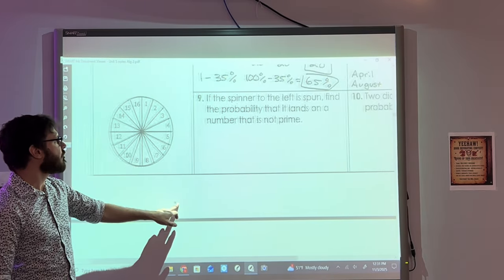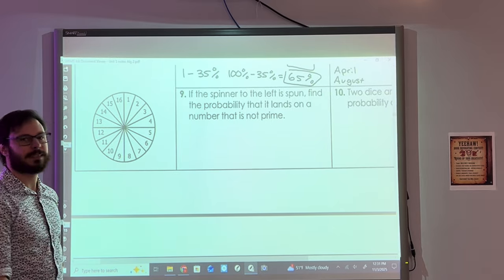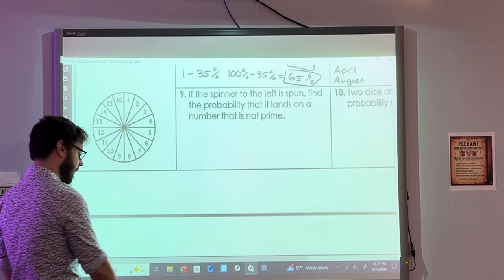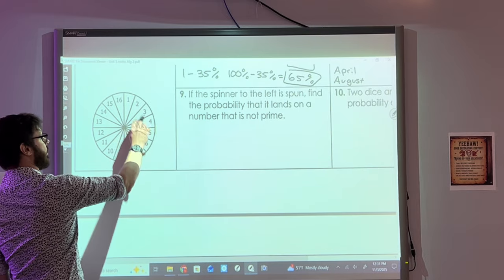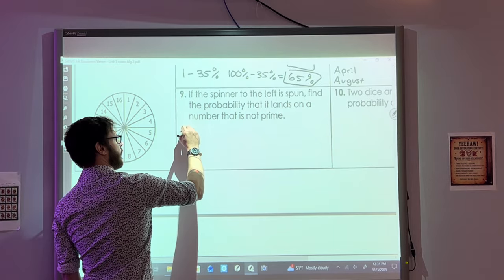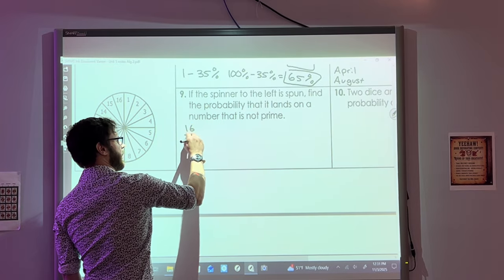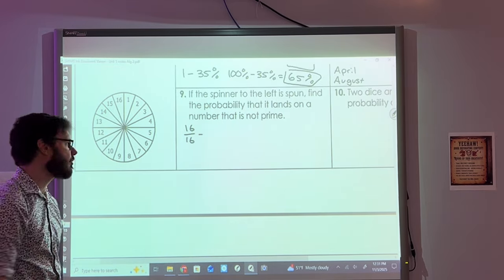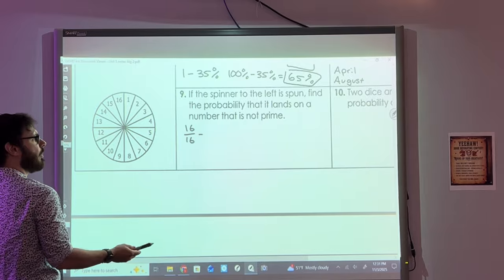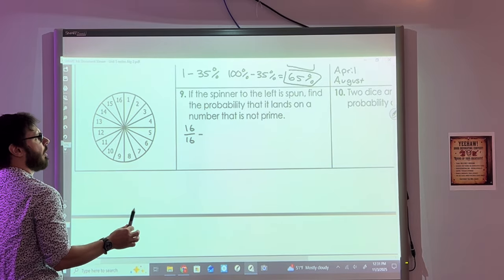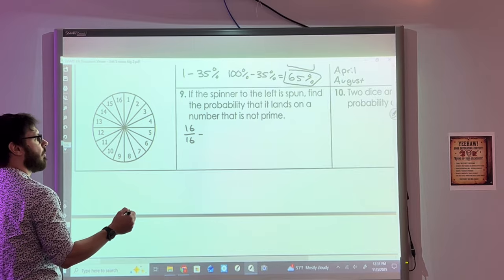The spinner to the left is spun. Find the probability it lands on a number that is not prime. Okay, so we need to figure out, first off, how many samples are here, 16. So I'm going to say 16 out of 16, that's going to represent my 1 in this equation. Find the probability it lands on a number that's not prime.